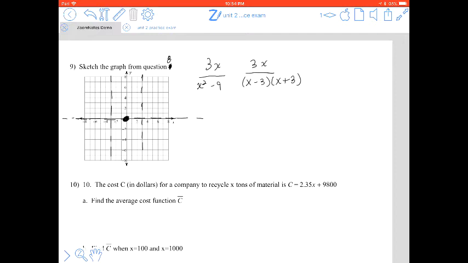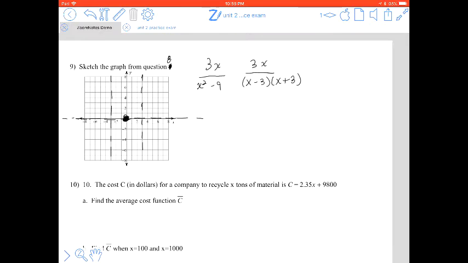To find an x-intercept, you let y equal 0, or the whole function needs to equal 0. And we talked about this a few questions ago. If you have a rational function that's going to equal 0, then you solve for when the numerator equals 0. 3x equals 0 only when x equals 0. So the x-intercept is also 0, which is, again, right there at the origin. So that's the only intercept.